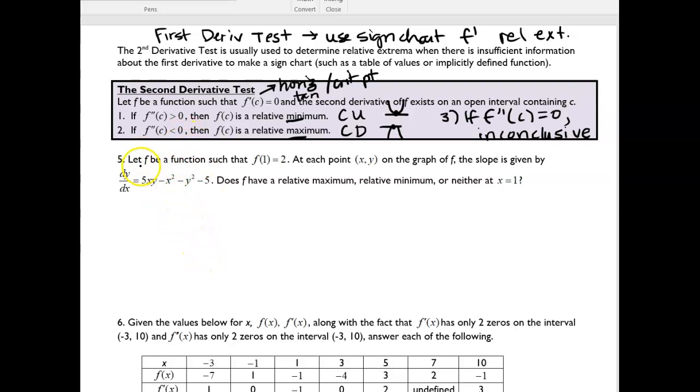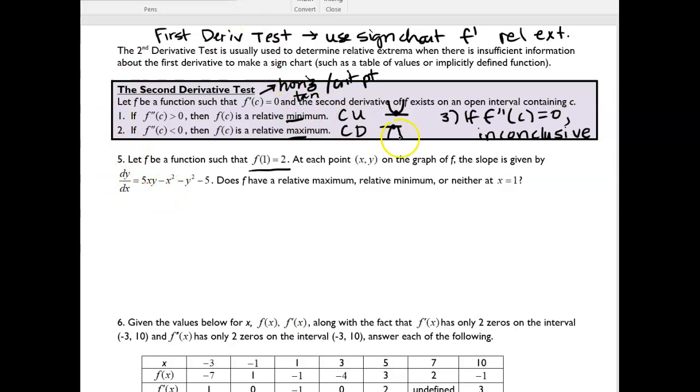So number 5, we have a function that we know f of 1 is equal to 2. And at each point on the graph of f, this is the slope, 5xy minus x squared minus y squared minus 5. We want to know, does f have a relative max, relative min, or neither at x equals 1? If we tried to use our old techniques to find relative maxes or mins, that would say, look at the first derivative, that's this equation here, and make a sign chart. We can't actually make a sign chart for an implicitly defined function because it would actually be two-dimensional, like a grid, not just a number line.